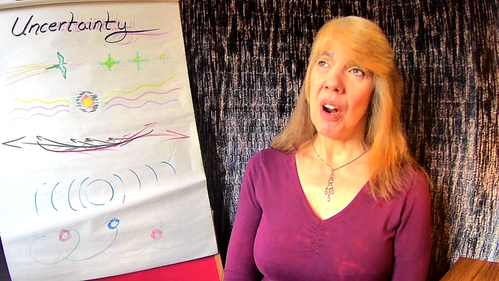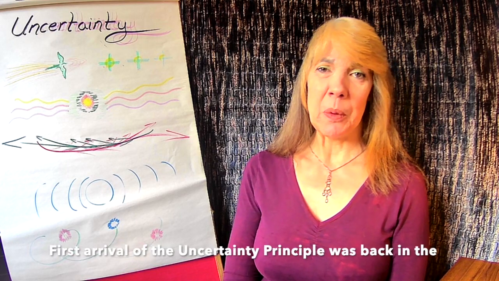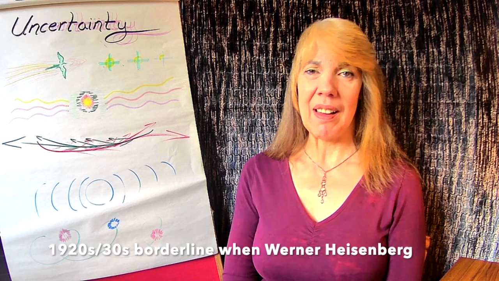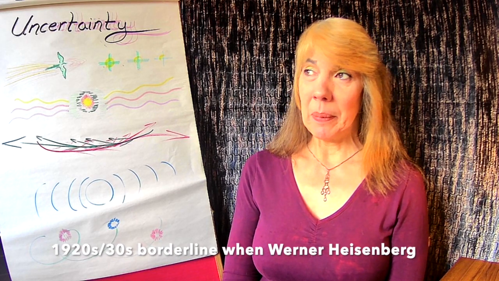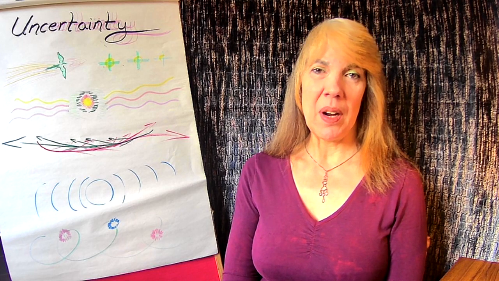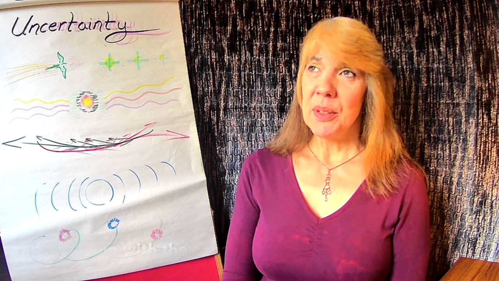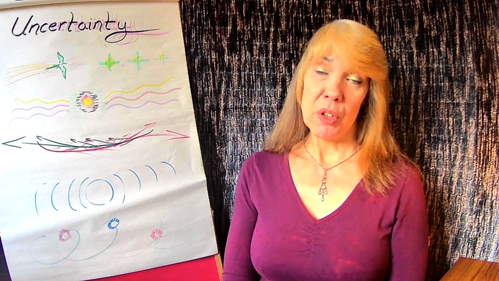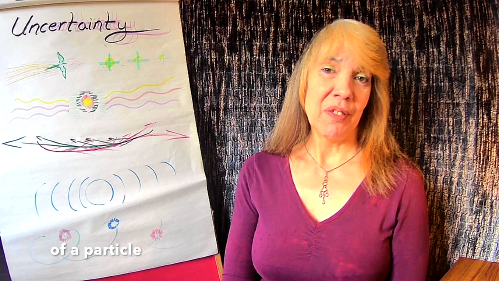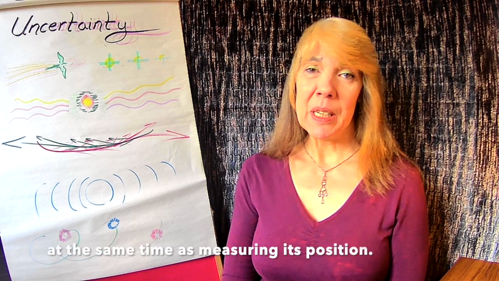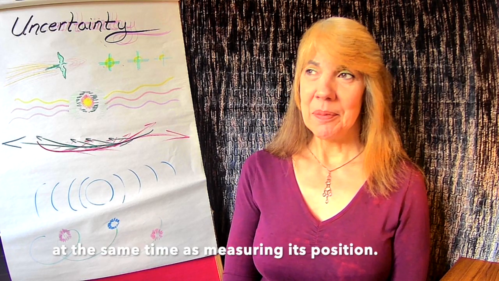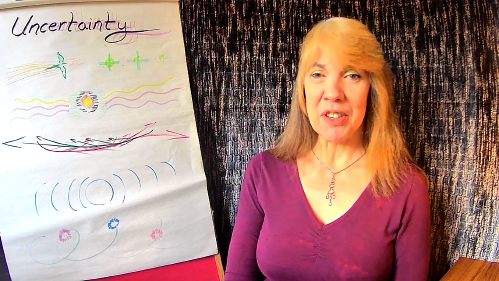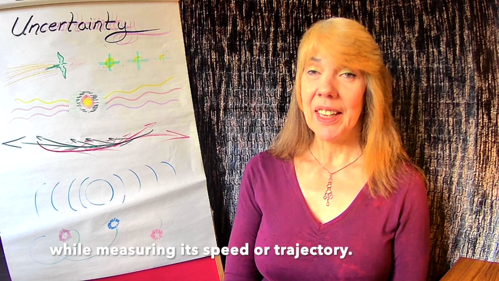The first arrival of the uncertainty principle, way back in the 1920s, 30s sort of borderline, was when Werner Heisenberg came up with the concept to illustrate the fact that you could not measure the speed or trajectory of a particle at the same time as measuring its position. And paradoxically, concurrently, you cannot measure its position at the same time that you're measuring its speed or trajectory.